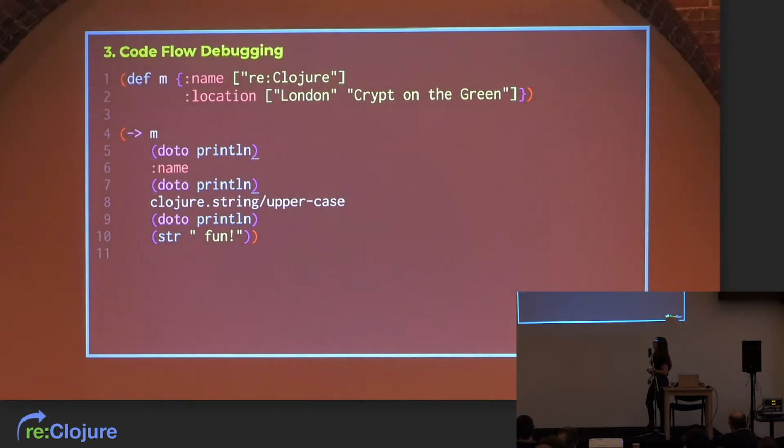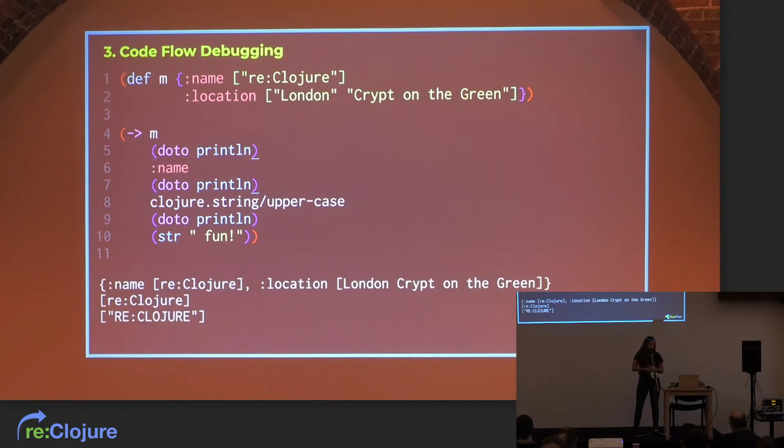Back to this threading macro, but now just adding 3 lines of code with the do-to function that takes an argument, executes the functions, and returns the same argument. So we won't affect the threading macro functionality, but we will get the execution steps, the result of the execution steps printed to the REPL. So now I'm getting 3 lines printed and the same final result.